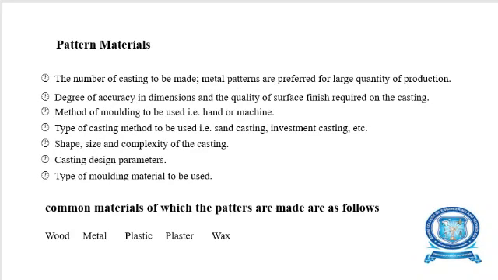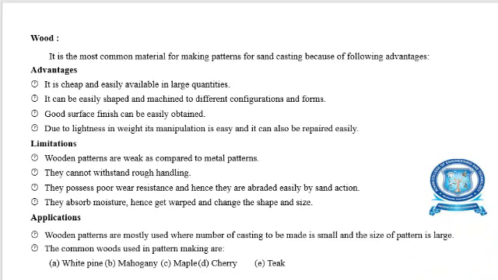The pattern materials are wood, metal, plastic, plaster and wax. Wood is the most common material for making patterns for sand casting because of the following advantages. It is cheap and easily available in large quantity. It can be easily shaped and machined into different configurations and forms. Good surface finish can be easily obtained. Due to the lightness in weight, it is easy to handle and it can also be repaired easily.